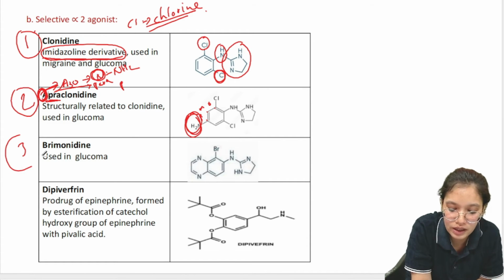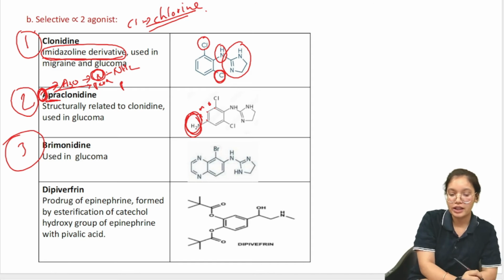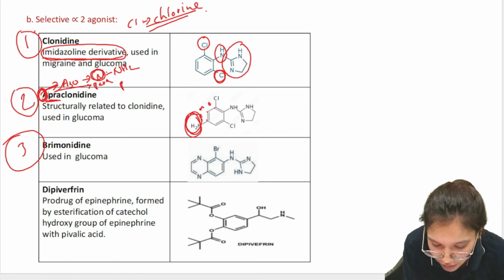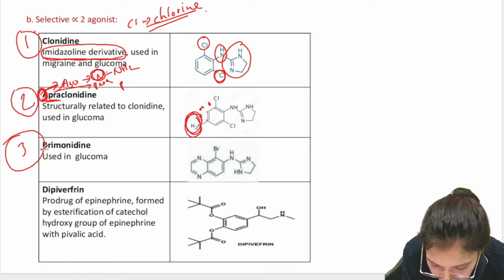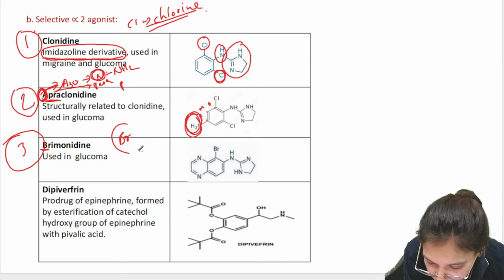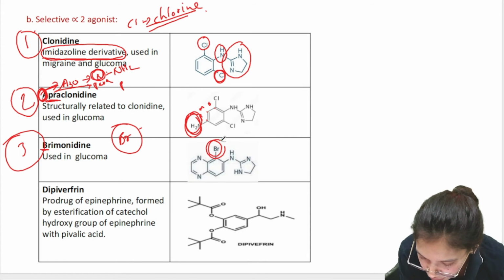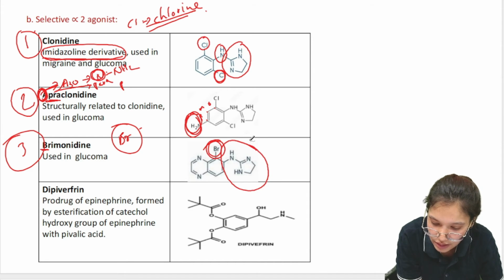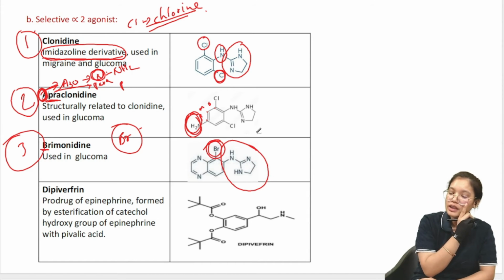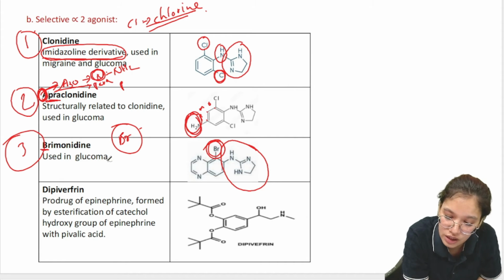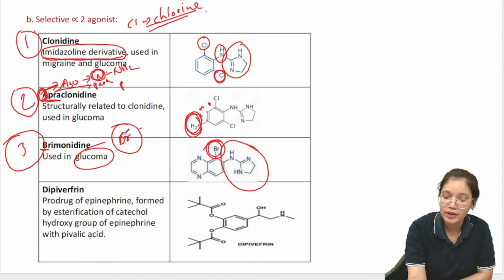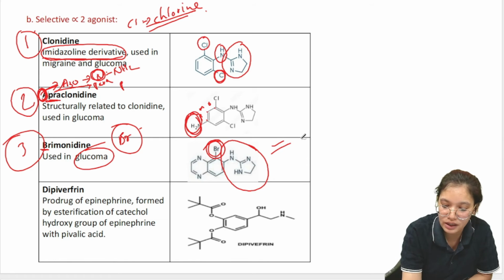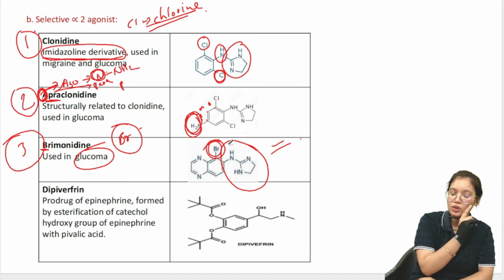Okay. Now third is brimonidine. Brimonidine, from here we can say Br. Br means bromine. So we have a bromine here. The other part is the same, it contains an imidazole ring. It is also used in glaucoma. So brimonidine. Bromine is attached here.